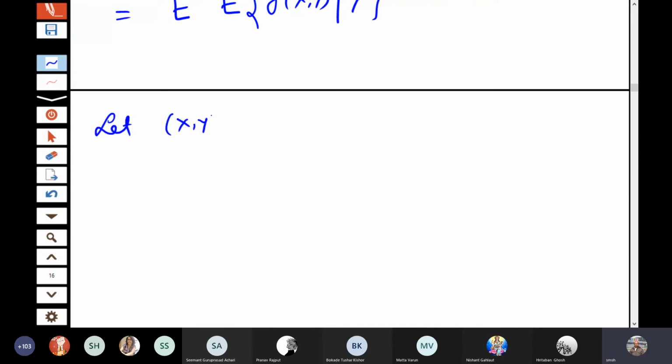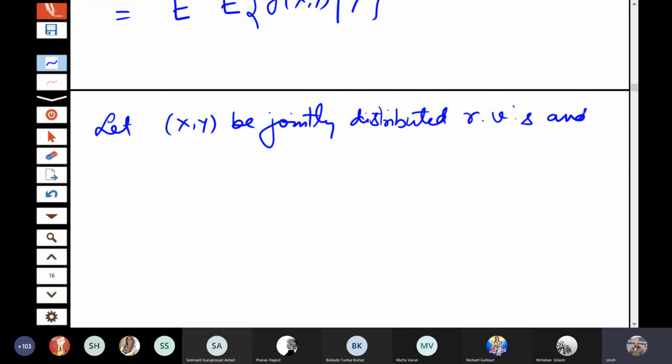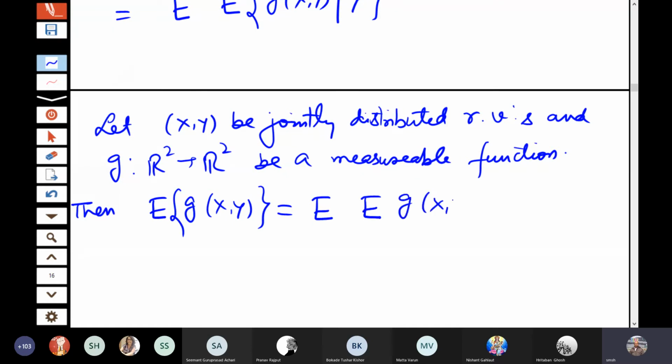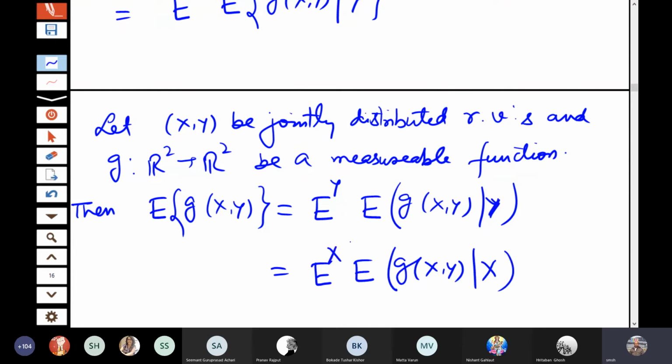Let X, Y be jointly distributed random variables, and g be a function from R2 to R2, then expectation of g(X,Y) can be calculated iteratively as expectation of expectation g(X,Y) given Y and then with respect to Y, or it can be calculated as g(X,Y) given X and then with respect to X, provided expectation exists.